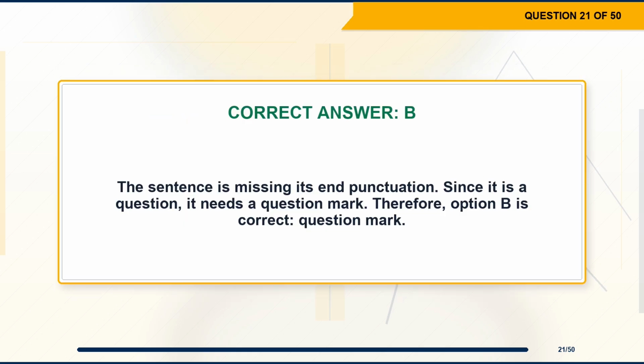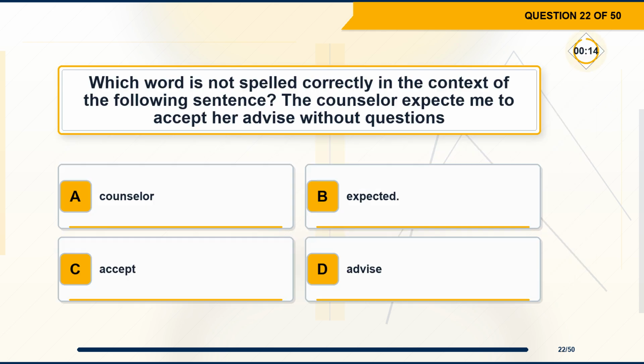Explanation. The sentence is missing its end punctuation. Since it is a question, it needs a question mark. Therefore, option B is correct, question mark. Question 22. Which word is not spelled correctly in the context of the following sentence? The counselor expect me to accept her advice without questions.